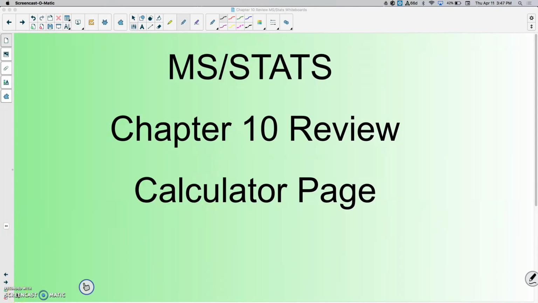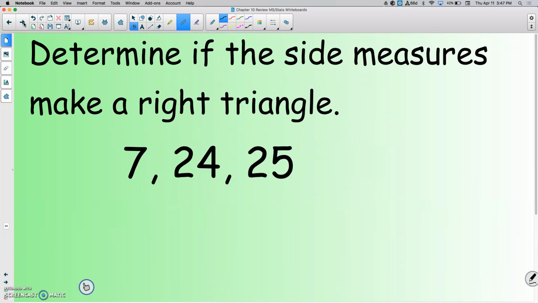This is a review to prepare you for the quiz on the Pythagorean theorem and distance formulas. What I would recommend is that you pause the video and have students try to solve each problem, and then once they've had enough time to try to solve it on their own, you can restart the video to show the solution to check and see if they've solved it correctly.